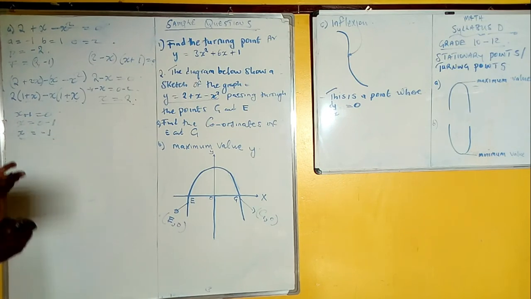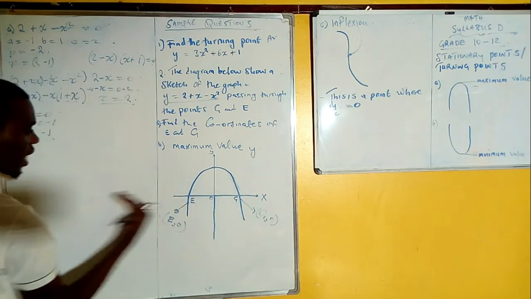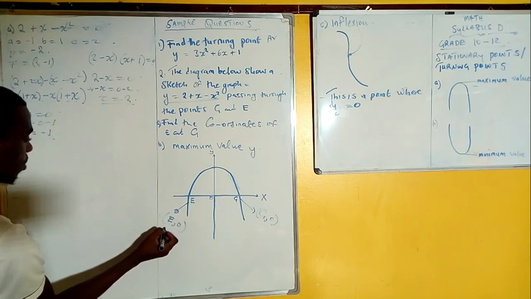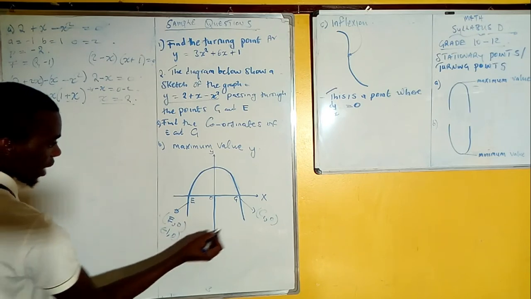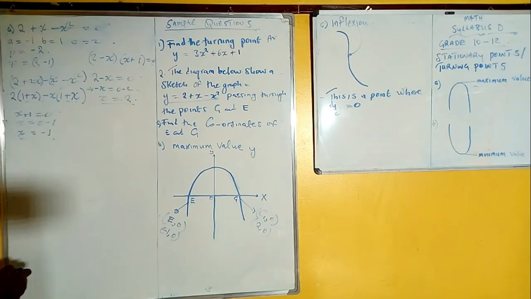Now you have found two values of x. The other one is -1, the other one is 2, which makes sense. This side of the x-axis is positive, this side is negative. So definitely our E now here, because it's on the negative side, will be -1, 0. And this other one will be 2, 0. And you have found the coordinates.